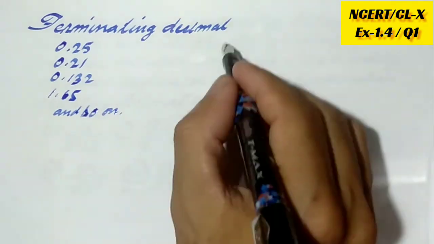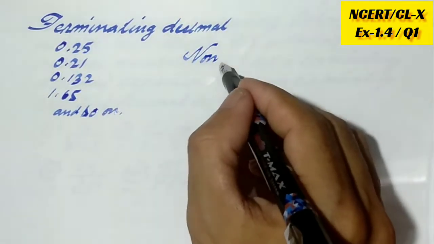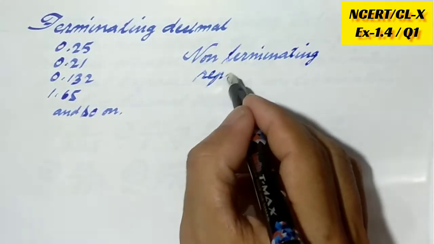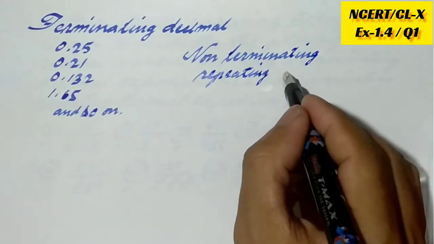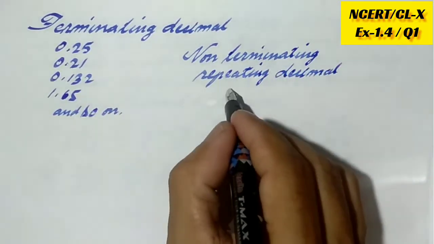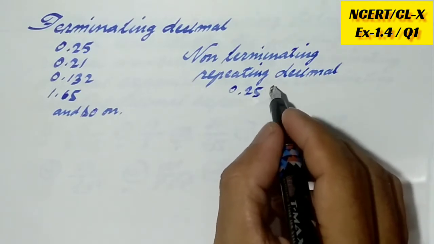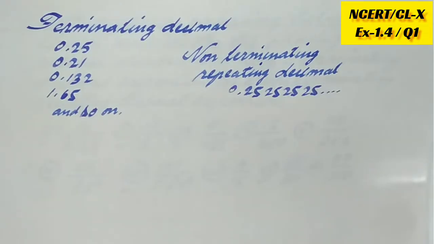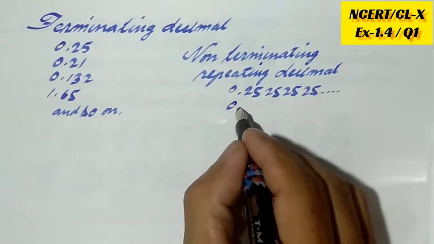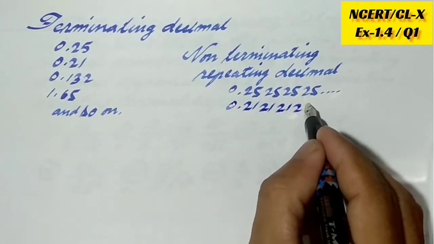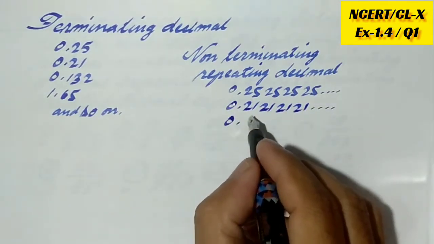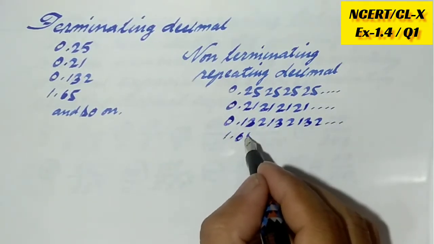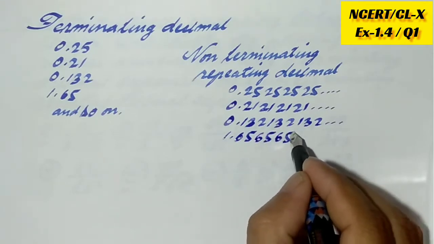Let me come to another type of decimal numbers. Let me write here non-terminating repeating decimal. Let me give you examples: 0.25 25 25 25 and so on. Another is 0.21 21 21 21 and so on. Another is 0.132 132 132 and so on. Let me give you one more: 1.65 65 65 and so on.